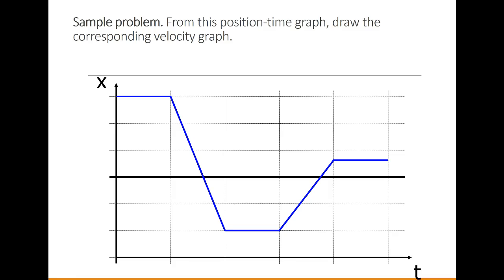So here's just one quick review question from our previous two slideshows. From this position time graph, we want to draw the corresponding velocity graph. To do this, we remember that velocity is the slope of position versus time. If we just call this 1, 2, 3, and -1, -2, -3, we have a slope of 0, a slope of -5, a slope of 0, and again, here we have a slope of +3 and a slope of 0. And that goes for 1 second, and 1 second, and 1 second.